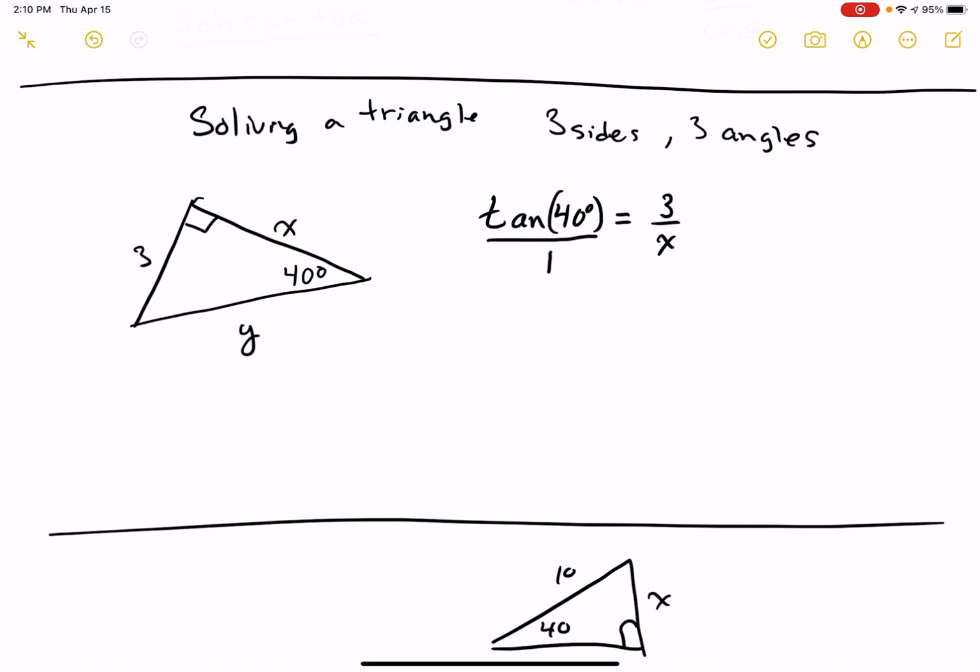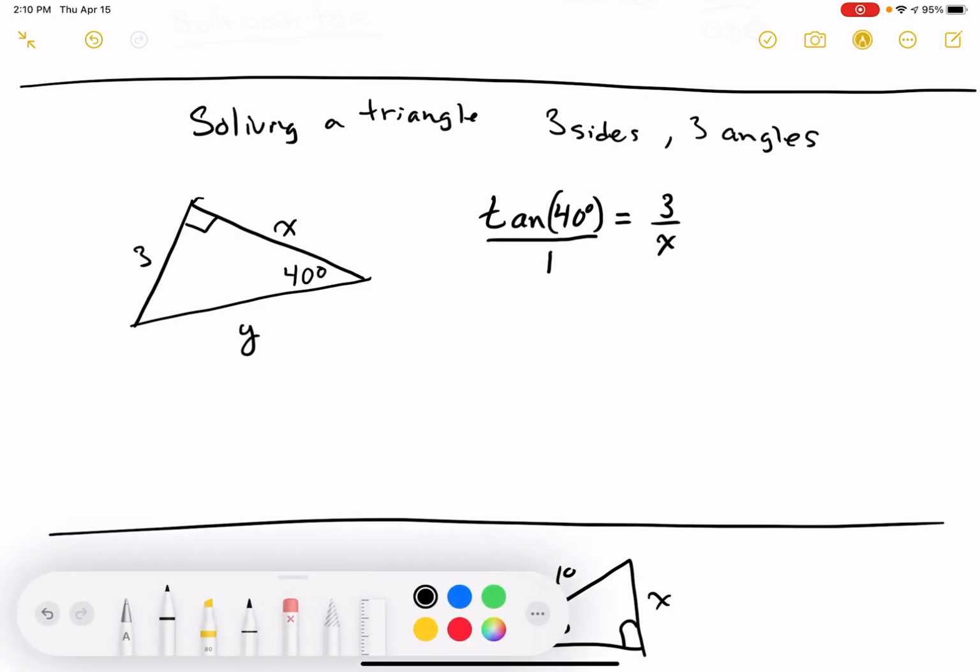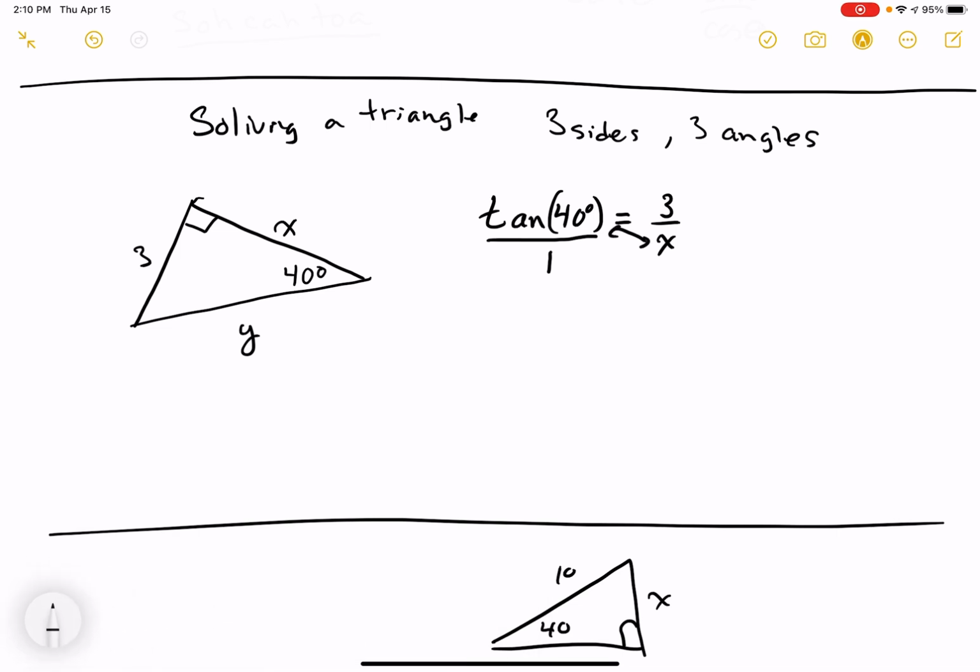So I can switch the x and the tangent of 40. So I can switch those two, and I can write this as x is equal to 3 divided by the tangent of 40 degrees. And I've solved for x in this case.